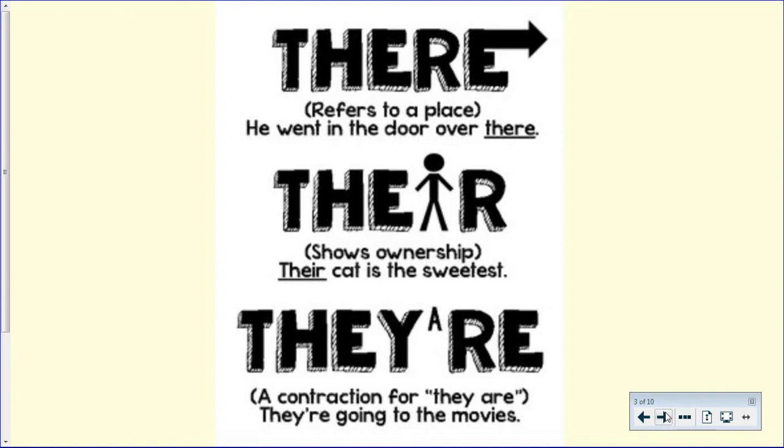And then they are, in this little diagram, in this little poster, they've replaced the apostrophe for an A, just to remind you. So that one was they're going to the movies, as in they are going to the movies. Well done if you spotted those and you got them correct.